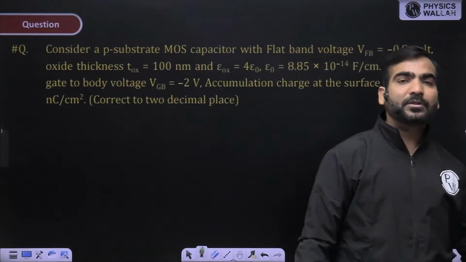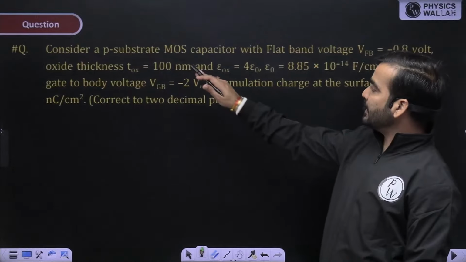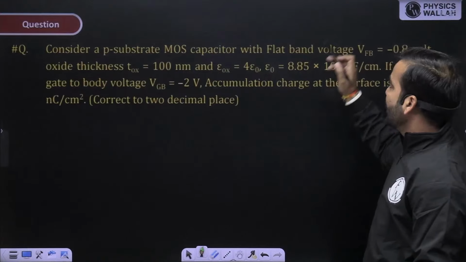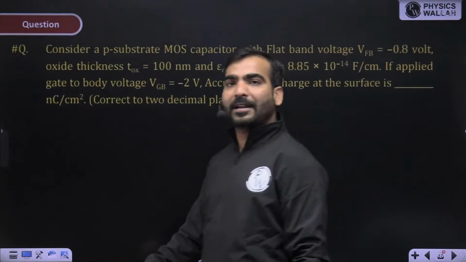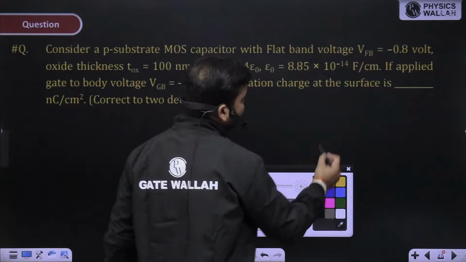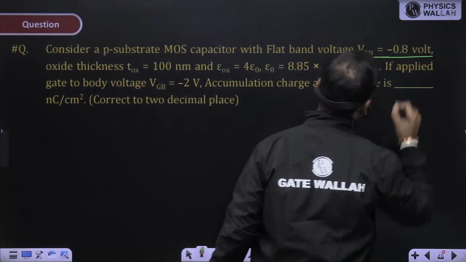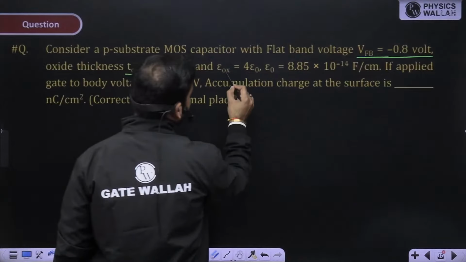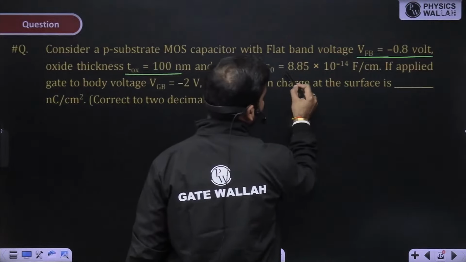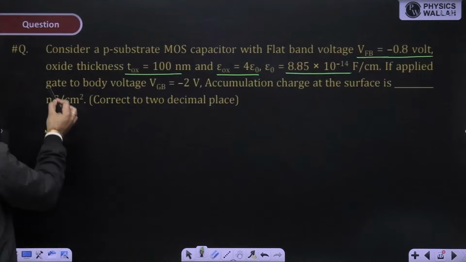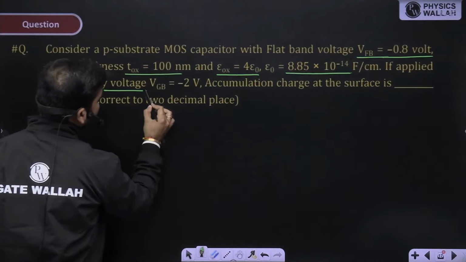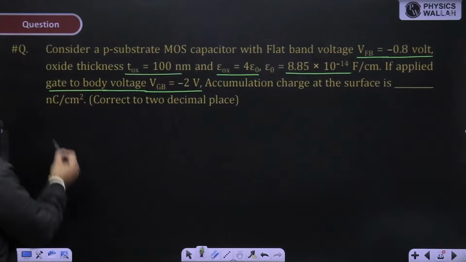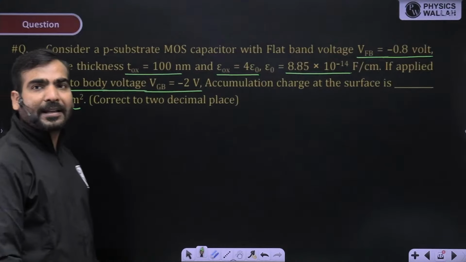Now this question belongs to the MOS capacitor. The question is: consider a P substrate MOS capacitor, having a P-type substrate with flat band voltage VFB equal to minus 0.8 volt. So what is given? Sir, flat band voltage is given, minus 0.8 volt. Oxide thickness TOX is 100 nanometer and permittivity of the oxide is 4 epsilon naught, and epsilon naught is also given. If the applied gate to body voltage, the voltage between gate and body, is -2, the accumulation charge at the surface is in nanocoulomb per centimeter square. We have to find the accumulation charge.